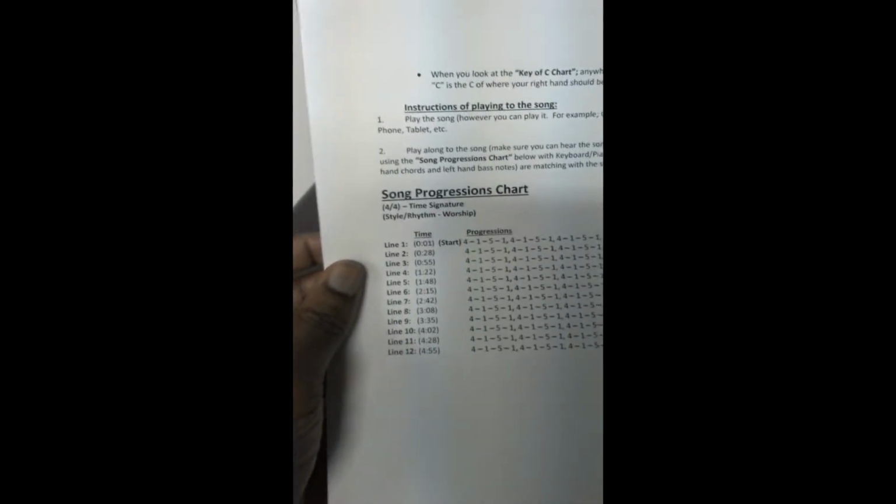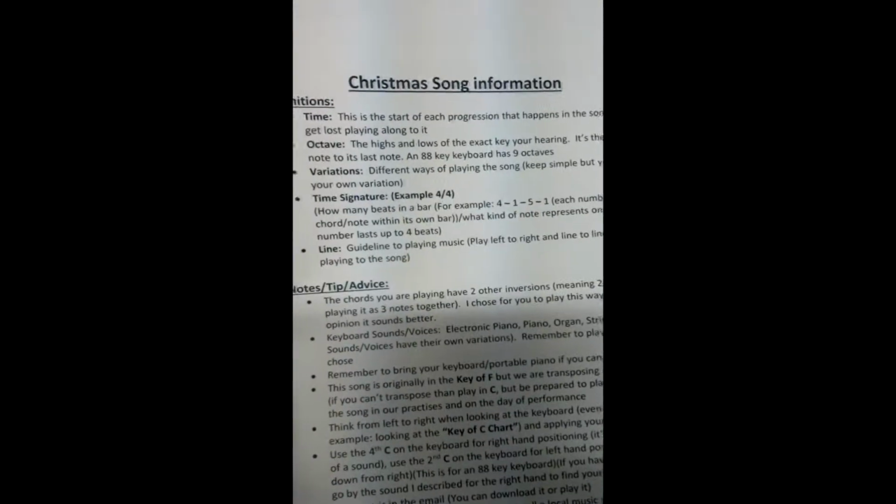Time signature, example 4-4. When you look at your sheet here, it says 4-4 right under the song progressions chart, which is a time signature. It's just a way to help you count beats to the song so you can stay on time. If you look here, it says how many beats in a bar. That's the first number before the slash in where it says example 4-4.